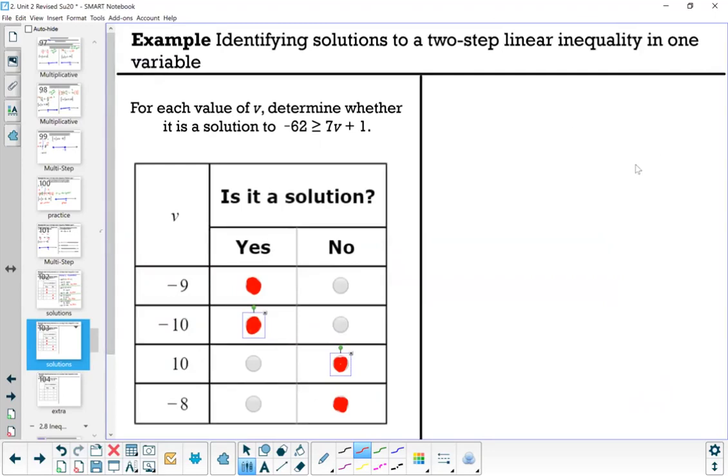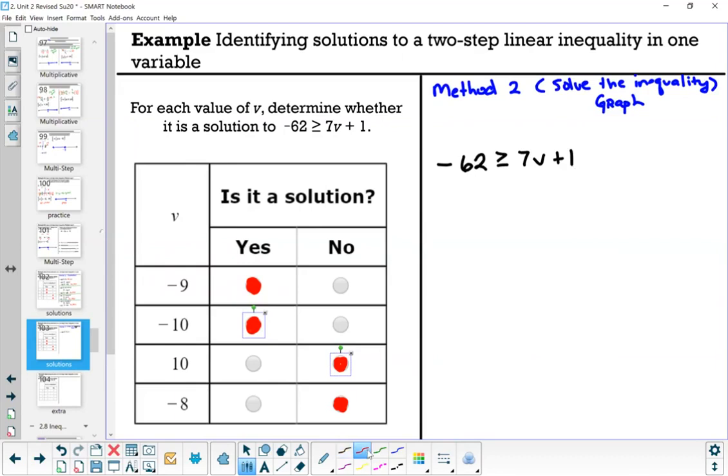So we already know what the answers are, but I'm going to take the same question and redo it. Method 2: solve the inequality and then graph. So I'm going to take negative 62 greater than or equal to 7b plus 1.